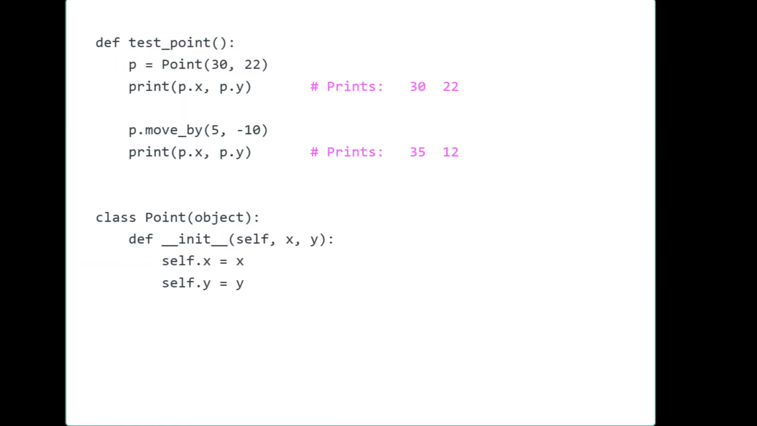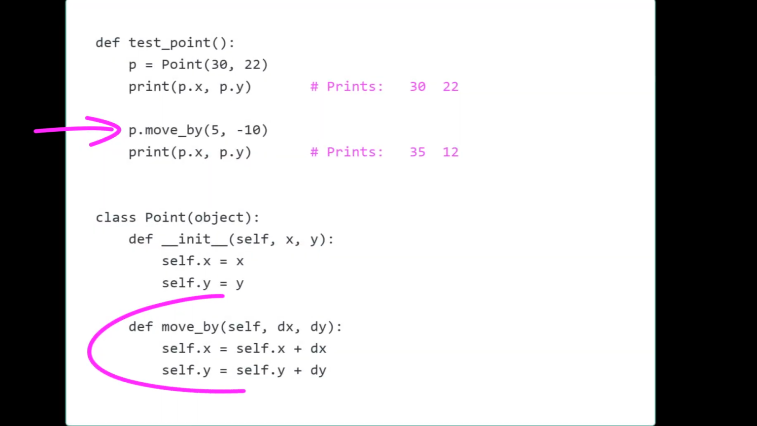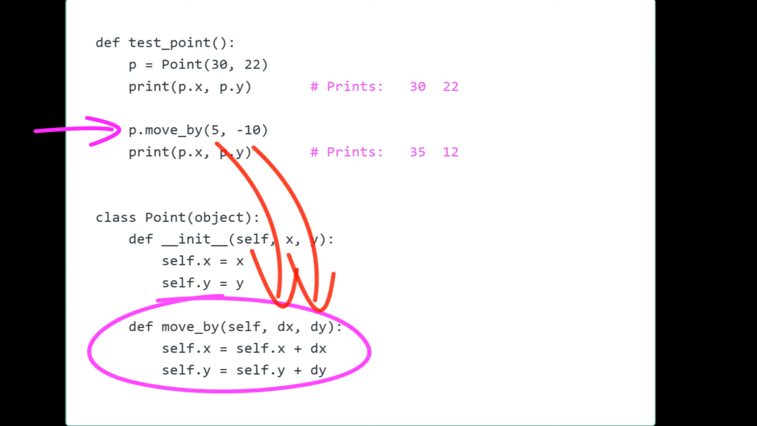Okay, we've got one more line of code to go through before we start our live coding, and that's the line p.moveBy(5, -10). That causes a method moveBy defined in the point class to run. Here's the code. As you'd expect, when the line p.moveBy(5, -10) runs, the parameter dx in moveBy is set to 5, and the parameter dy is set to -10.